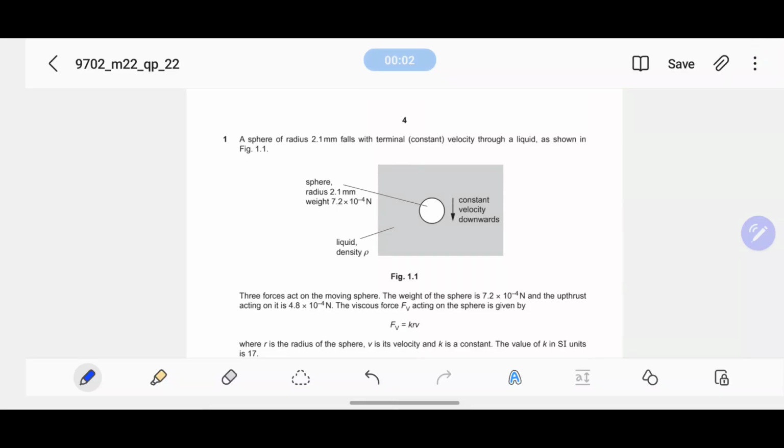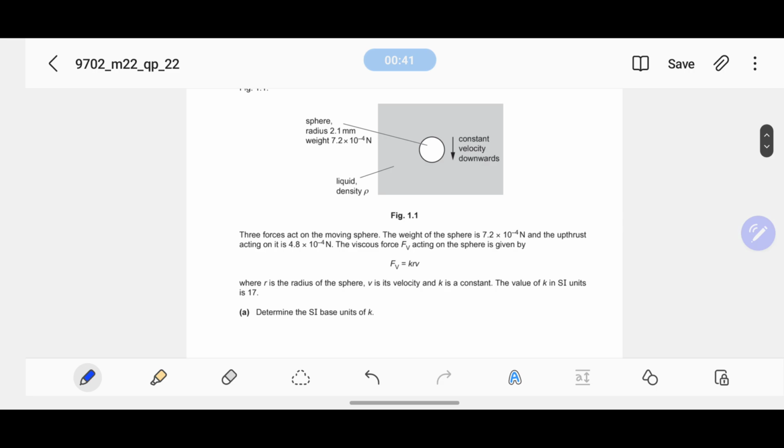Bismillah Rahman Rahim. Okay, March 2022, question number 1. A sphere of radius 2.1 millimeter falls with a terminal constant velocity through a liquid as shown in figure 1.1. So there is a sphere going inside the liquid with a constant velocity, which means terminal velocity, which means the forces are balanced. It has a radius of 2.1 millimeter, and the weight is already provided. The liquid also has some density, that is rho.